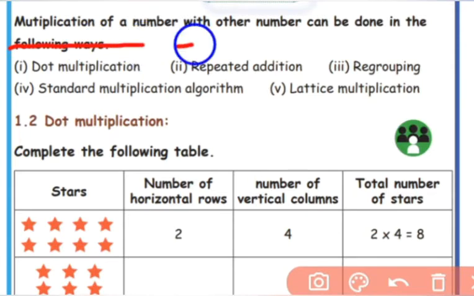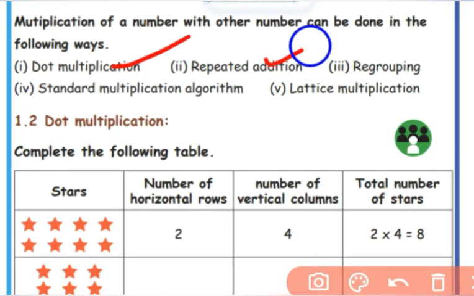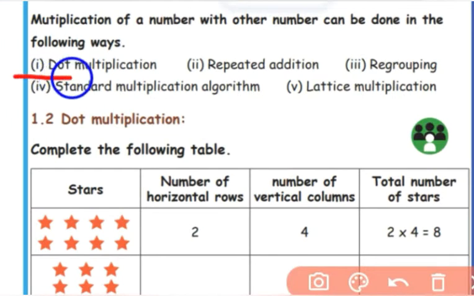Multiplication of a number with another number can be done in the following ways. See, multiplication வந்து நம்ம 5 மெத்தட்ல பண்ணிக்கலாம். Dot multiplication, repeated addition, regrouping, standard multiplication algorithm and lattice multiplication. First நாம dot multiplication பார்ப்போம்.